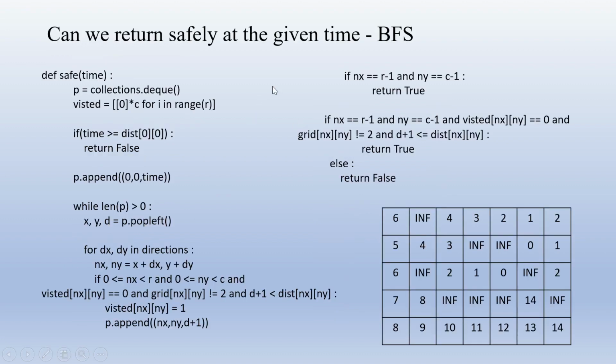Let's see the time complexity of the safe method. It contains a while loop, which is a queue, and within it has a for loop. The for loop runs 4 times, which is the directions, and the while loop, which is the double-ended queue, runs for rows times columns, which is the total size of the grid. So the time complexity is O of R into C.